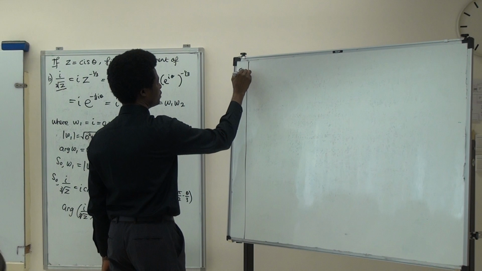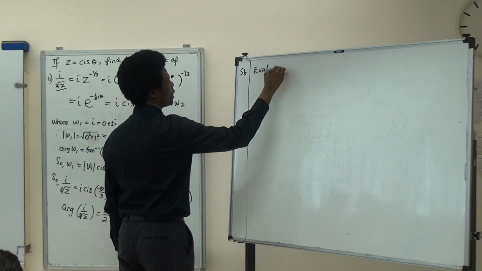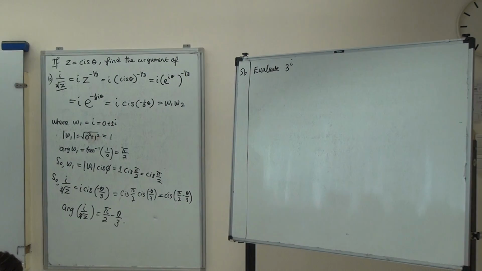5B, so it's to evaluate 3 to the power i. That should be easy. Any idea? Which of the forms of the complex number we have learned do you think is easy to manipulate powers with? The Euler form. So that should be your target.